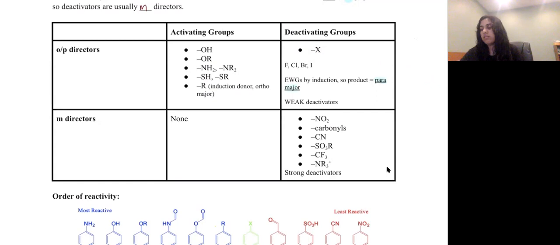And then another thing to note is that if you have an R group on a benzene, it's going to be an ortho major product because it's by induction. So the closer you are to the R group, the more reactive it is.